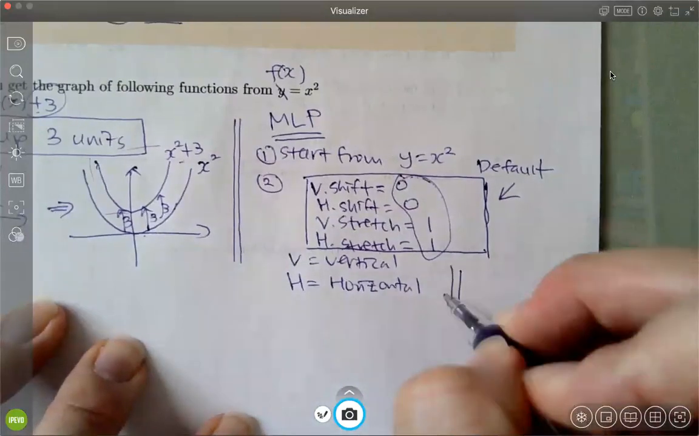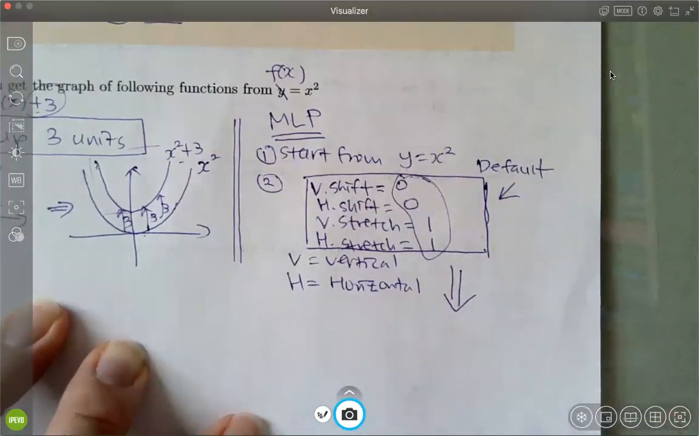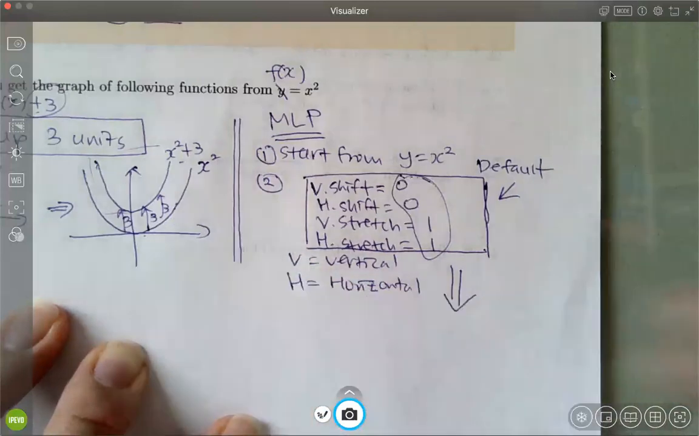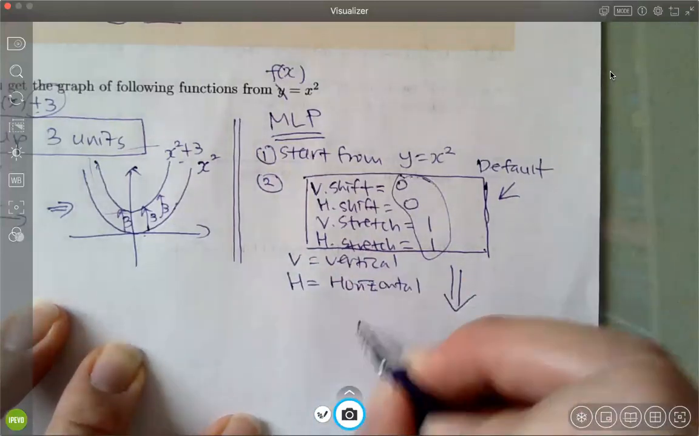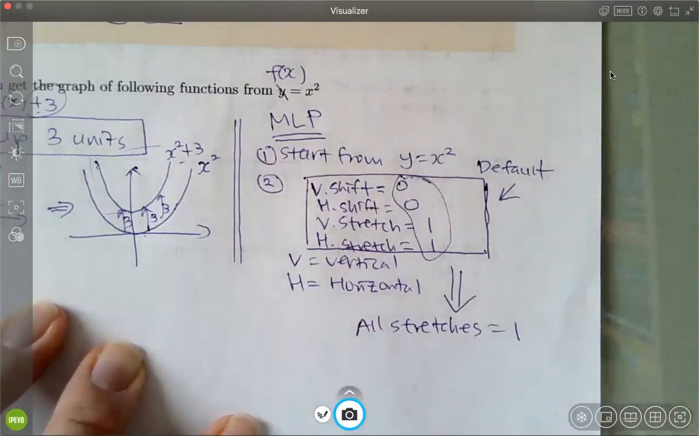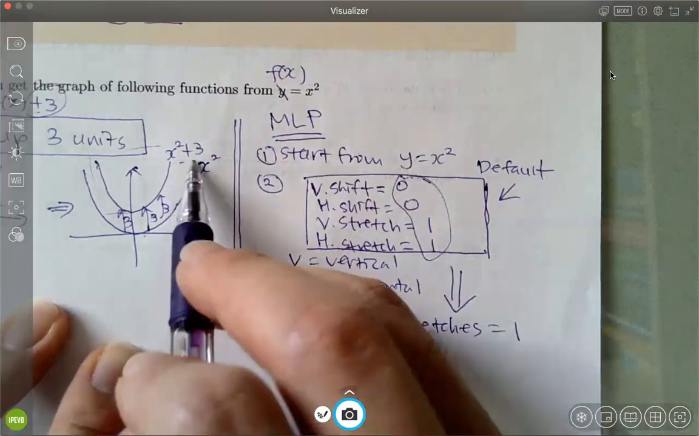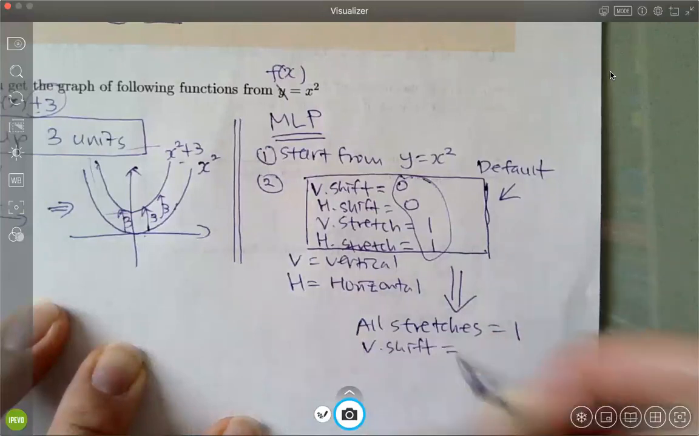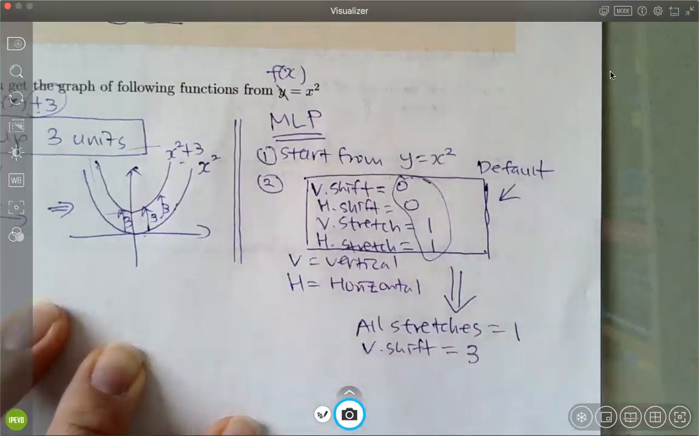So how should you change this window? Now here, are we stretching this x squared at all? No, right? So what does that mean? For all the stretches, you just keep them as 1, okay? You don't change this number. And now, are we shifting vertically? Yes, right? And how much are we shifting? By 3, right? So what do we have to do? Under the vertical shift, you have to put 3, okay? Because that's how much we add at the end, right?